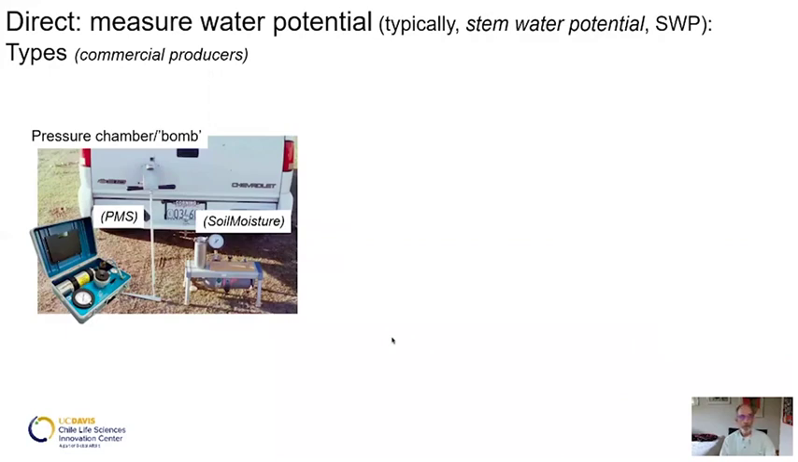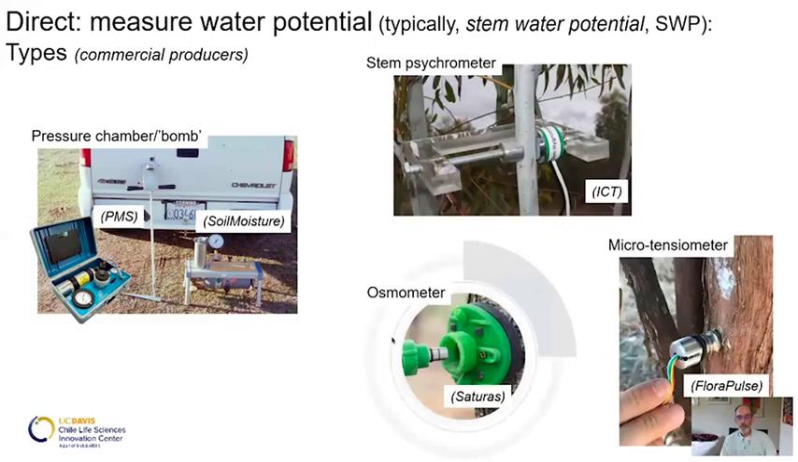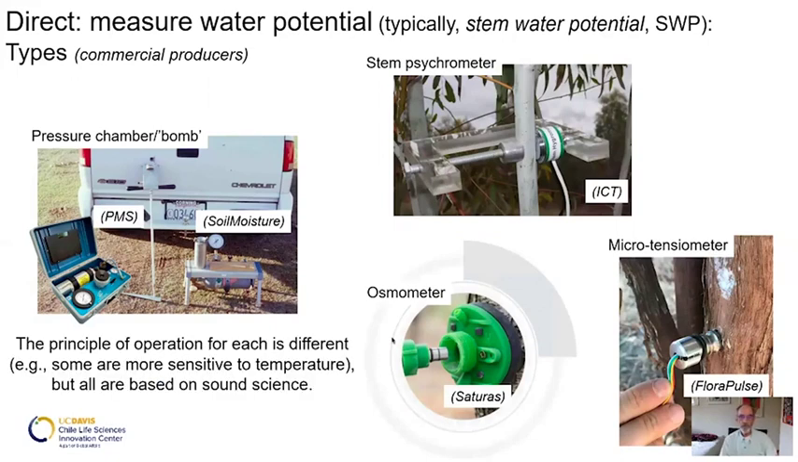And there are a number of ways to measure water potential, or now we usually measure stem water potential. So that's what I'll refer to as SWP, stem water potential. And there are many producers that already commercially make devices to measure stem water potential: the pressure chamber or pressure bomb, the stem psychrometer, the osmometer, and the microtensiometer, which are two new arrivals, more or less, on the scene of measuring water potential. Now, the principle of operation for each of these devices is very different, and some are more sensitive to temperature, for instance, than others, but they're all based on sound science.